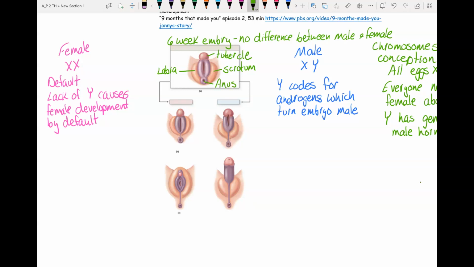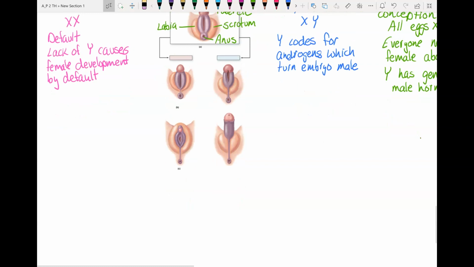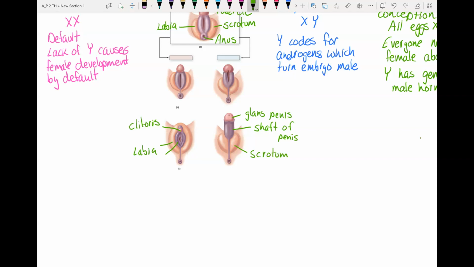After 6 weeks, when they start to diverge, you can see that in the girl, this, the tubercle, becomes the clitoris. And that tissue we looked at before, these both become the labia. And in the male, that tubercle becomes the glans of the penis. And that purple tissue becomes the shaft of the penis. And the scrotum.